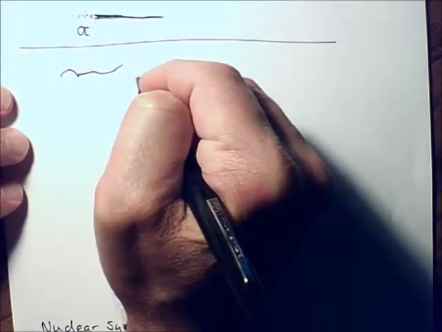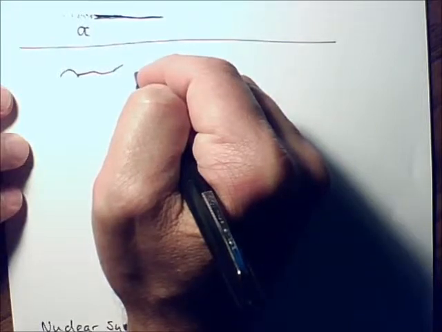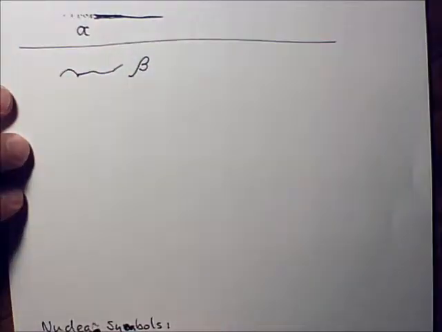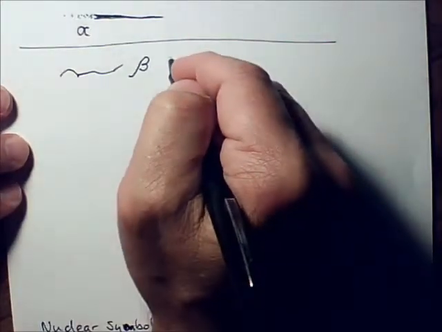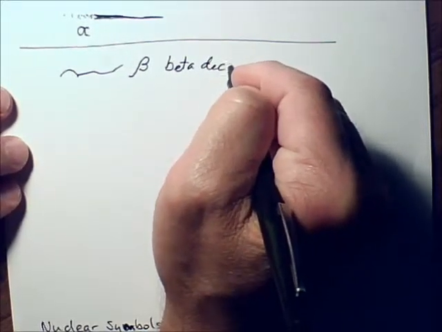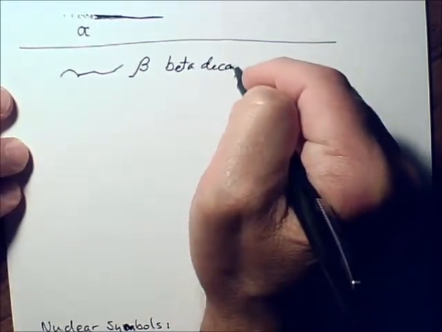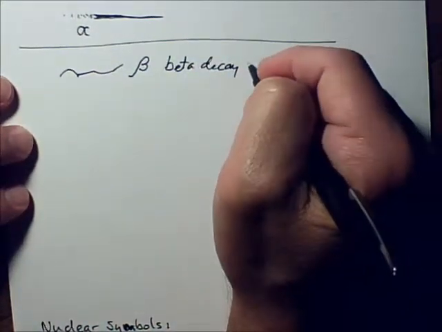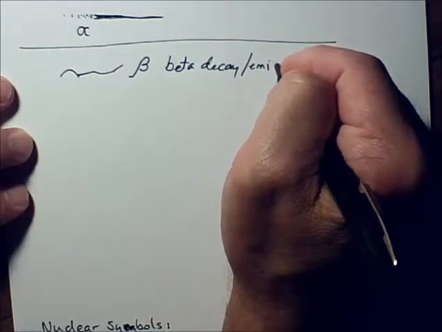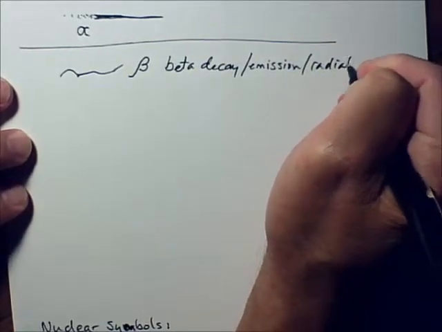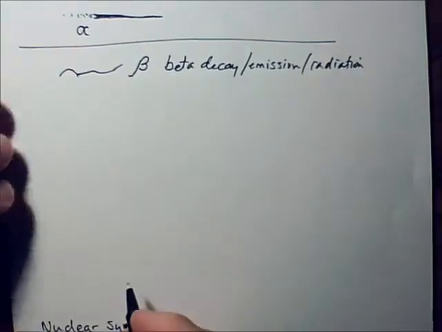Beta is the Greek lowercase letter b, and it looks like a capital letter B, sorta, but with a tail on it. There's beta. And so we're going to talk about beta decay. That's the Greek letter beta, lowercase. Beta decay, emission, radiation. Okay?